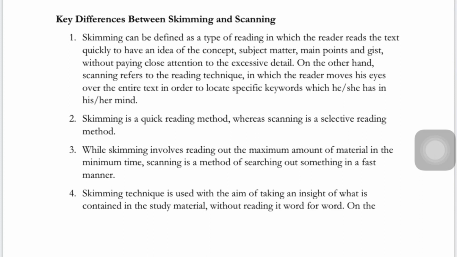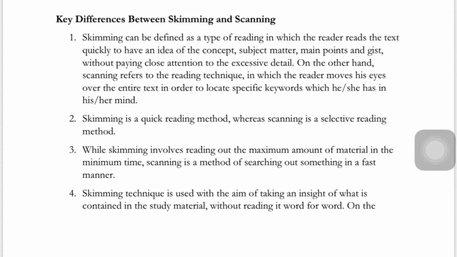We start from number 1. Skimming can be defined as a type of reading in which the reader reads the text quickly to have an idea of the concept, subject matter, and main points without paying close attention to excessive detail. On the other hand, scanning refers to the reading technique in which the reader moves his eyes over the entire text in order to locate specific keywords which he or she has in his or her mind.